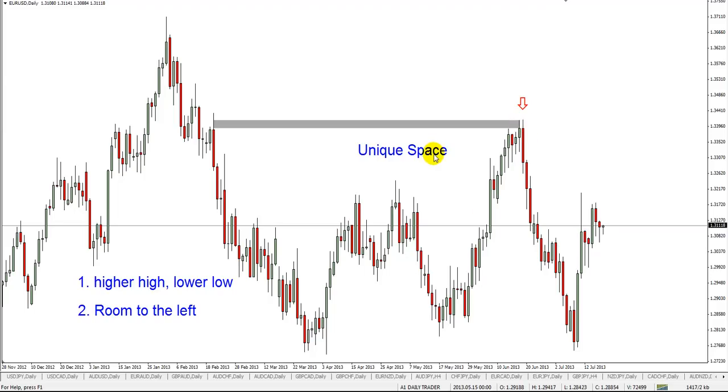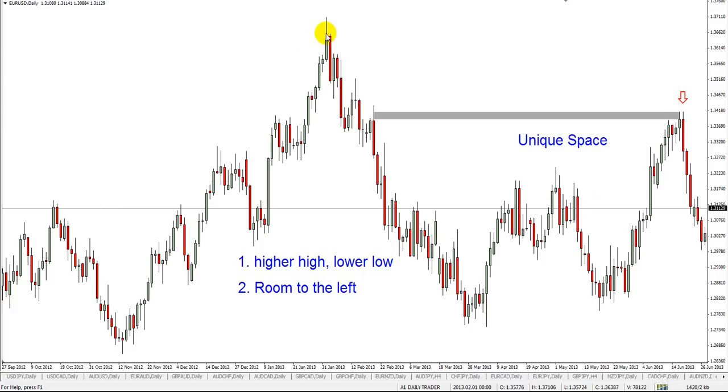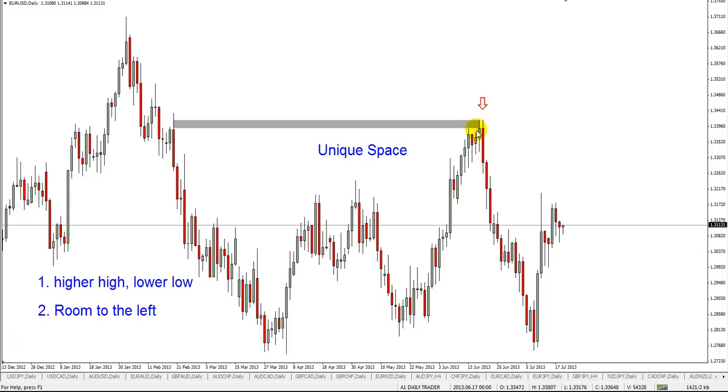Why is unique space important, and why should we have room to the left on our price action reversal setups? This is clearly a reversal trade. The reason why is because we don't know where the market's going to reverse at, but we do know when the market reverses, goes to a spot, and then goes away from there for a long time, they tend to look like this. They tend to look like those spots on the chart where there's a lot of room to the left. So we want to capture these swing points if we're reversal traders.